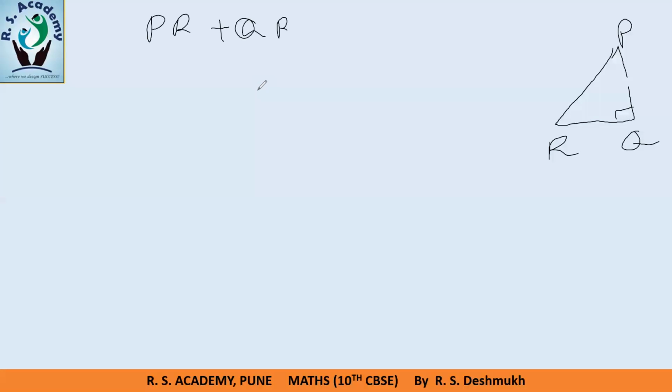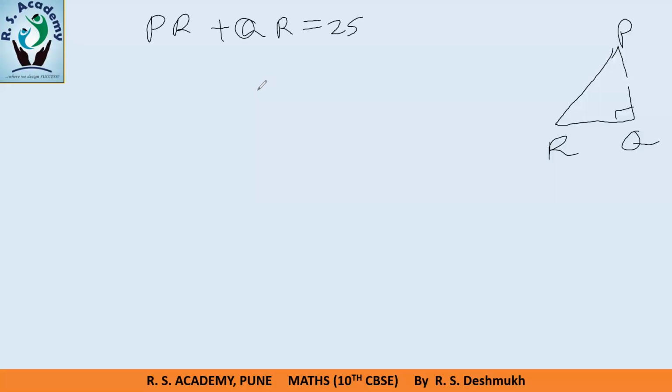Now I am coming to question number 10. In triangle PQR, first I draw here the triangle. Just see here what they say. Let us say this is P, this is Q, and this is R. In triangle PQR, right angled at Q, PR plus QR is equal to 25.